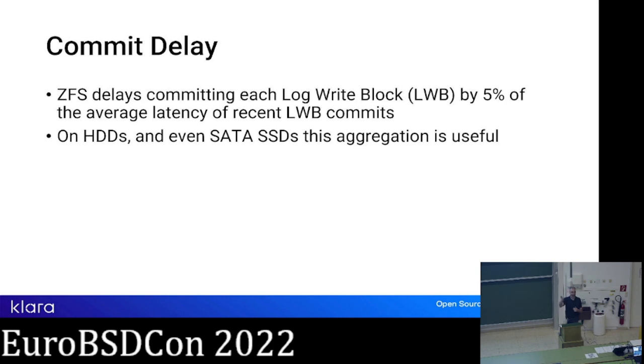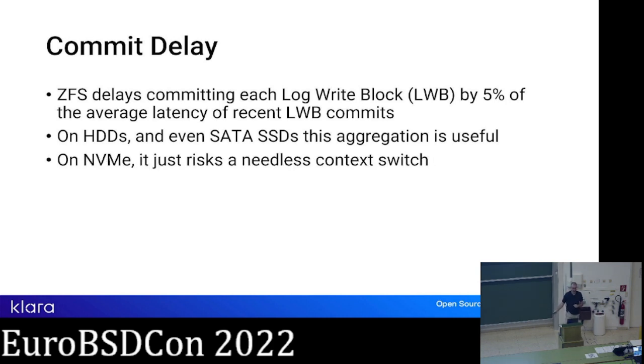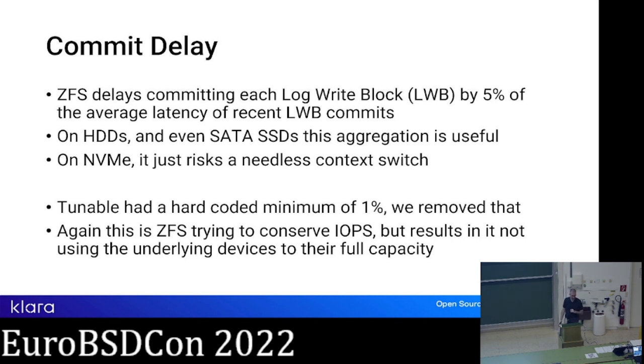Although Mav gave me a better idea of how to handle this, but we'll talk about that later. So going to sleep for a very, very short amount of time is useless here, and we should just skip it. But while the 5% is tunable, you can't set it to less than 1%, and so we wrote a patch to fix that. And with this, again, by trying to conserve IOPS, we're actually causing our NVMe to go to sleep instead.